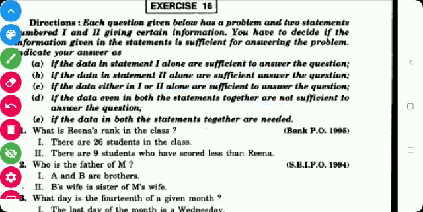Okay, so we will solve an example. What is Reena's rank in the class? The given statements are: there are 26 students in the class, and the second statement is: there are 9 students who have scored less than Reena. So from 1 and 2 we can conclude that there are 16 students above Reena in the rank. So Reena's rank is 17th. Both the statements are necessary to answer the question, so here we give the answer as E.